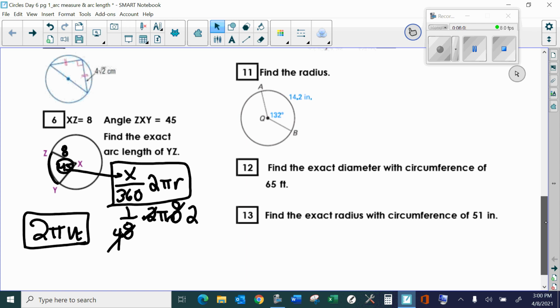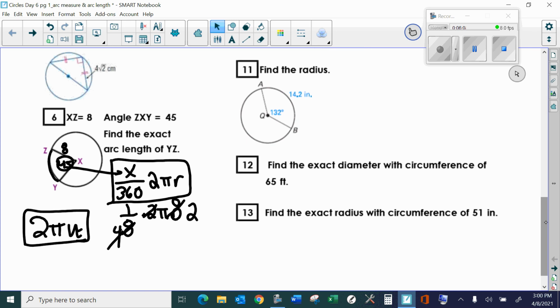Let's see, find the radius. So this is going backwards. You could have it either this way, or they go backwards. They give you the arc length, and they want you to find the radius. So it's the same formula, equals the arc length.